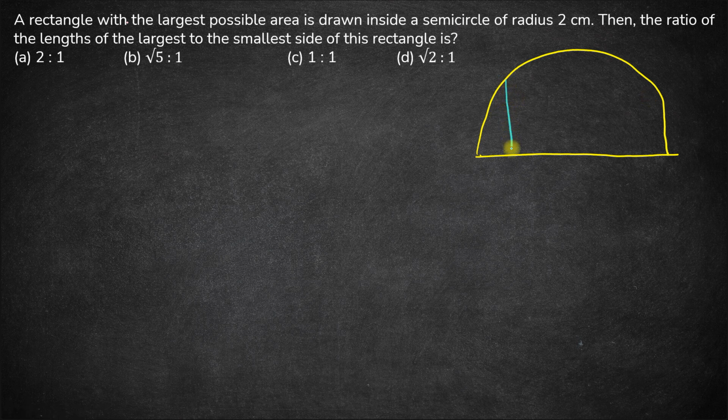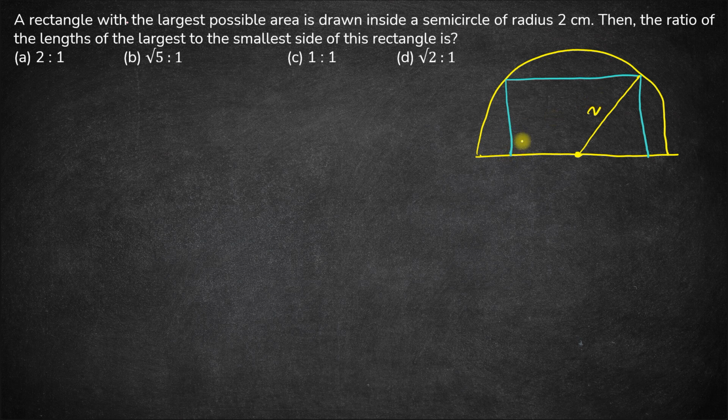We are drawing a rectangle of the largest possible area. So the rectangle will be something like this. The base of the rectangle, or the length of the rectangle, will be on the diameter of the semicircle. This is going to be the center, and let's say this is the radius. This radius is given to us as 2 centimeters.